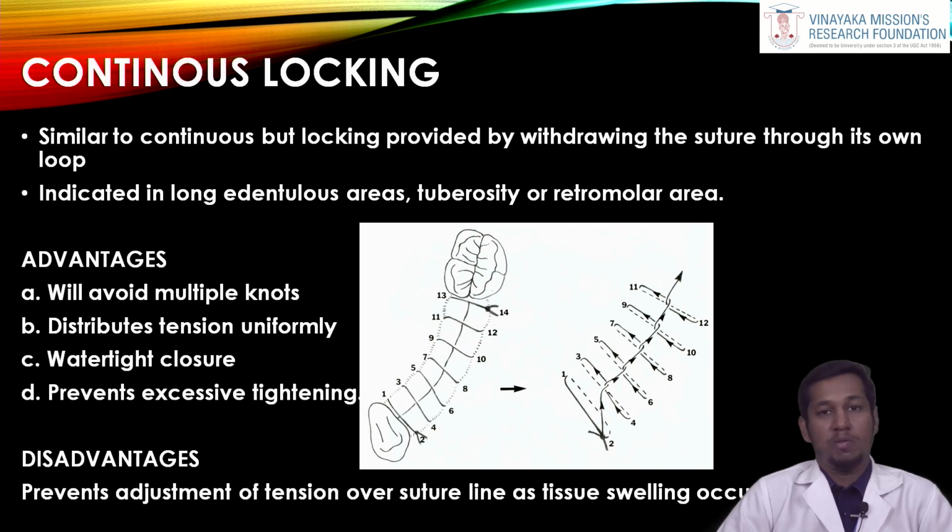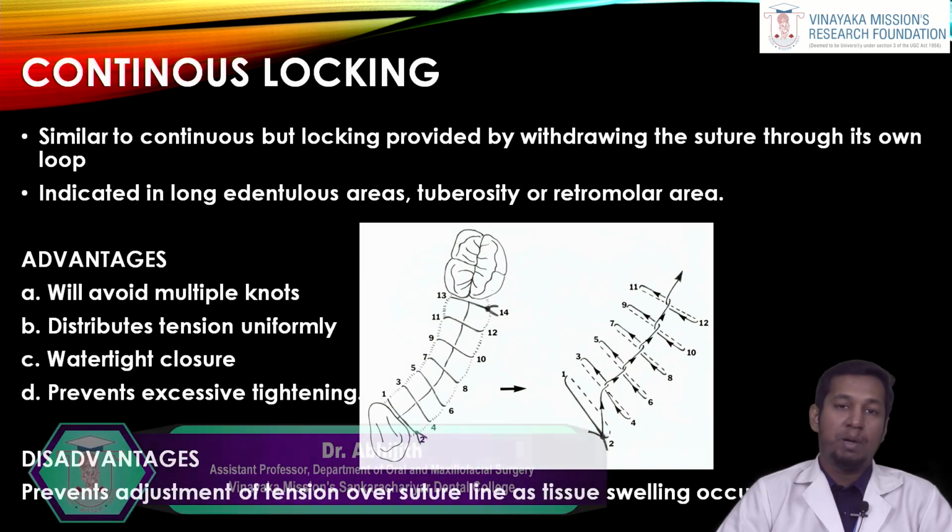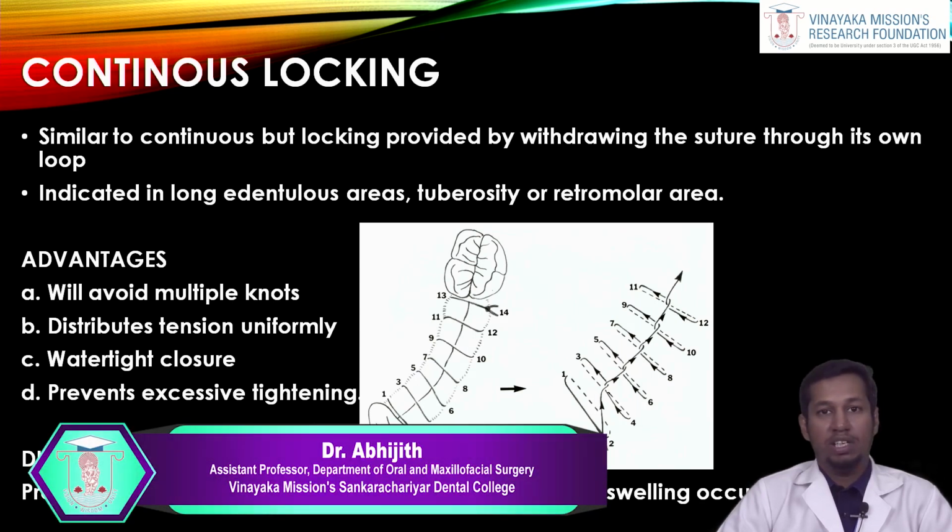What is the advantage of continuous locking sutures? It avoids multiple knots, distributes tension uniformly, makes watertight closure possible, and prevents excessive tightening of the suture.